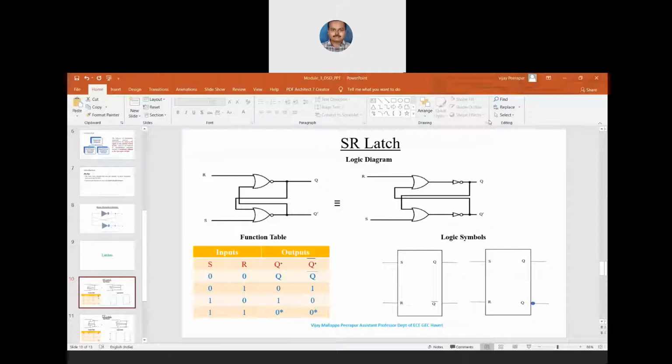I think everyone has joined now. Right? What I was explaining here was the SR latch. Everyone understood this one? What do you mean by an SR latch here?